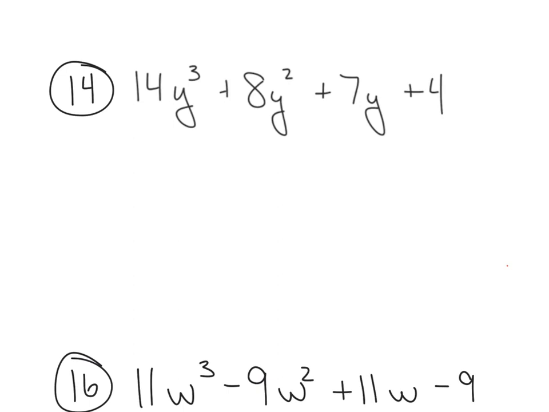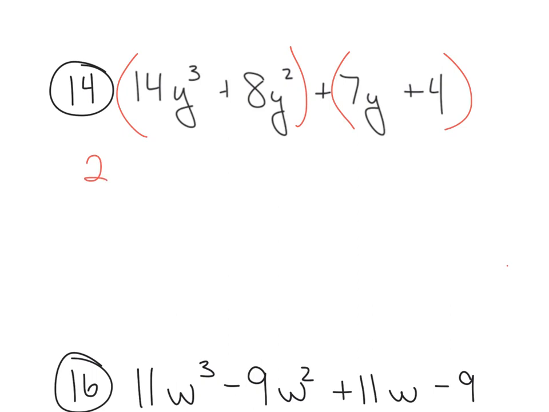Okay, this is the answer key for the bookwork from lesson 8-8. All right, and so when we're looking at this one here, we are going to group, right? 4 terms, so we group. And then we're going to pull a GCF out of each grouping. So 14 and 8 have a 2 in common.